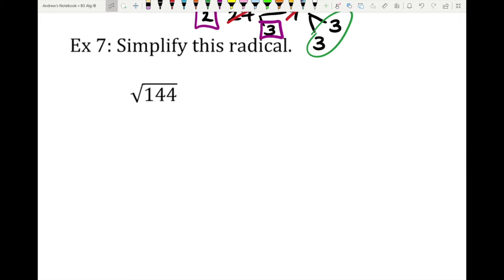If you haven't tried this one out, try it out. See what you get. Hopefully what you get is that it equals 12. What you're going to find is that everything makes a pair, and everything gets to come out and multiply together to give you 12. You should end up with a 2 times a 2 times a 3. And there won't be anything left on the inside of the radical, so you don't need it.